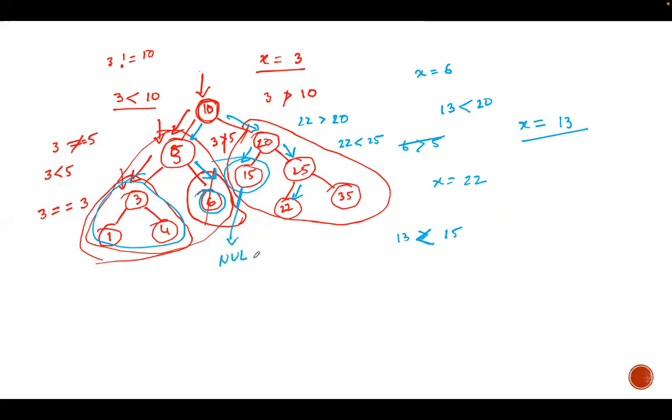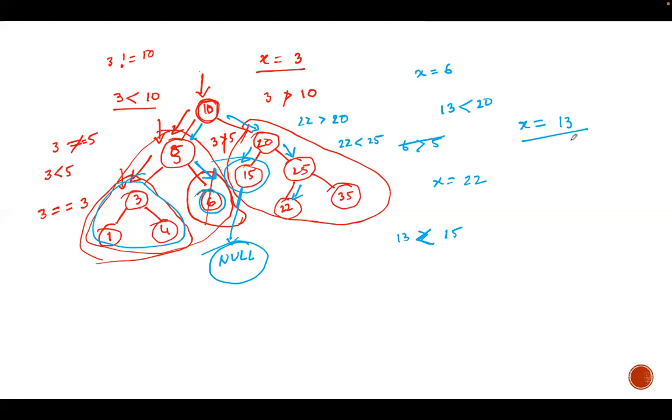Now the left of 15 is null. What does that mean? If we are looking for an item and following the right direction to find it, but we did not find the item and we reach the null value, then we can say that the value doesn't exist in this tree.